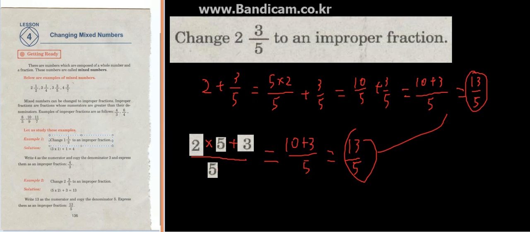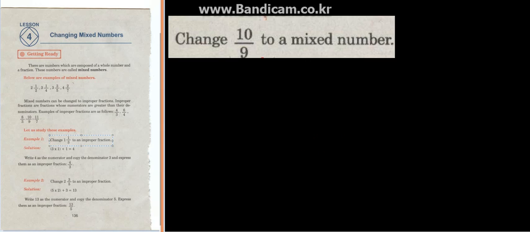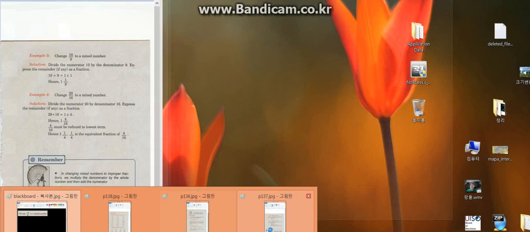Now let's go to example number 3. This time you're changing an improper fraction to a mixed number. It's vice versa from what we solved previously. So in this case, what should we do? By the way, this is page 137.